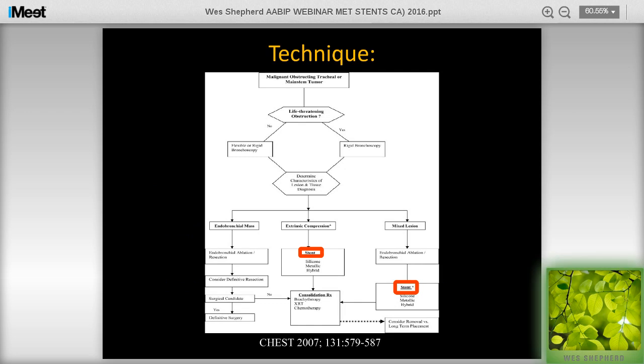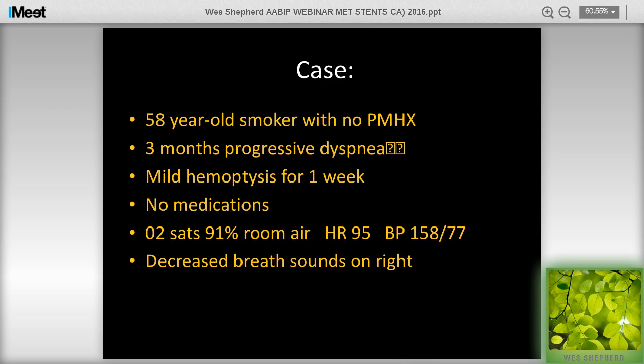Again, just to point out where stents in general fall in the schematic of malignant airway obstruction. If patients have extrinsic compression or both extrinsic and endobronchial lesions, then stents may be an option for either of those scenarios, but again, typically in conjunction with some other endobronchial therapy. So let's move on to our first case.